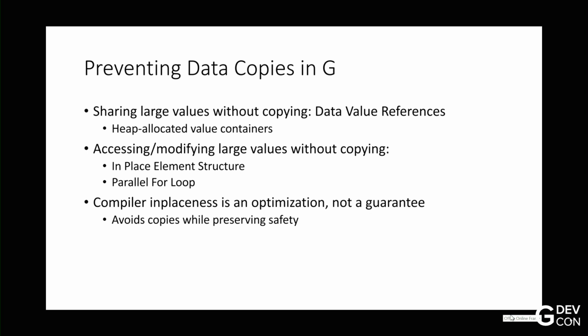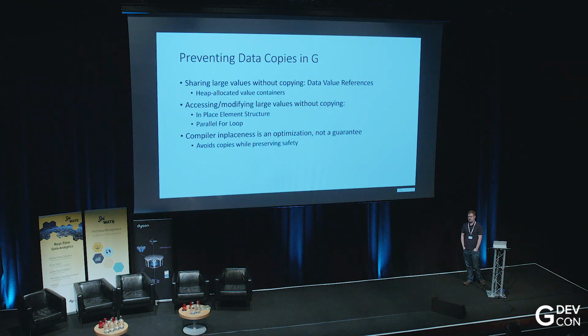And two of the main tools for doing that are, one, when you have a large value that you know you're going to be sharing or using in a lot of different places or making modifications to in parallel that you don't want to copy, you can put that value into a data value reference and then pass around that reference. And a data value reference, of course, is a container for a value that always gets allocated on the heap rather than associated with any one VI because, of course, it can be shared.